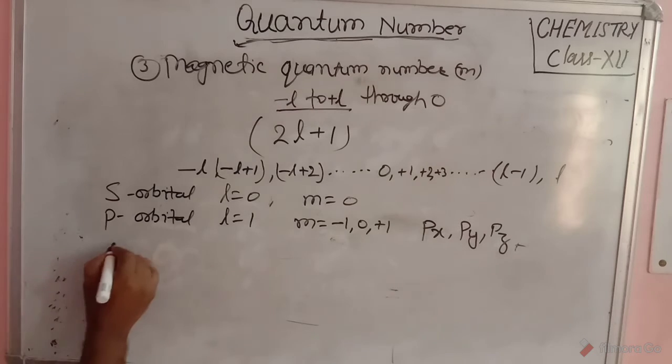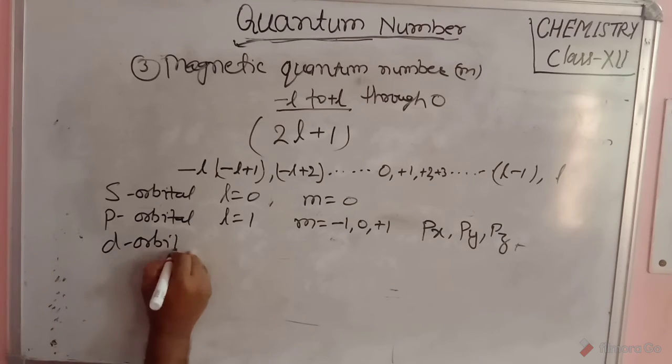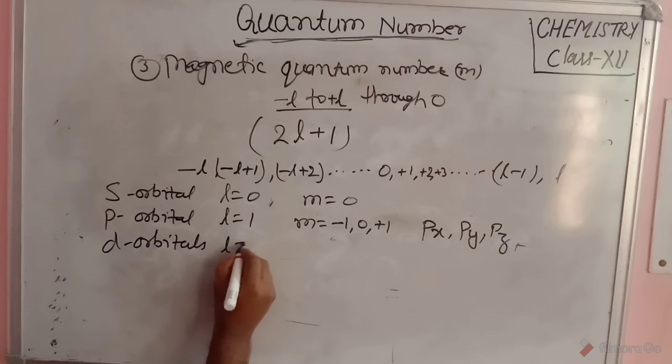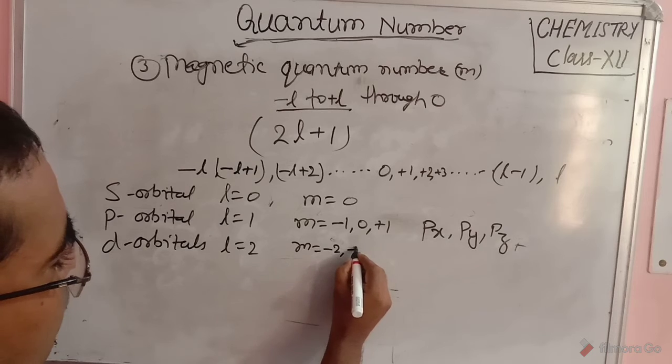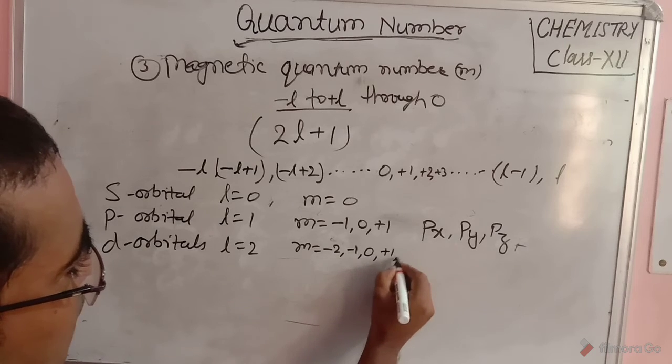For d orbitals, L is equal to 2. So m will be minus 2, minus 1, 0, plus 1 and plus 2.